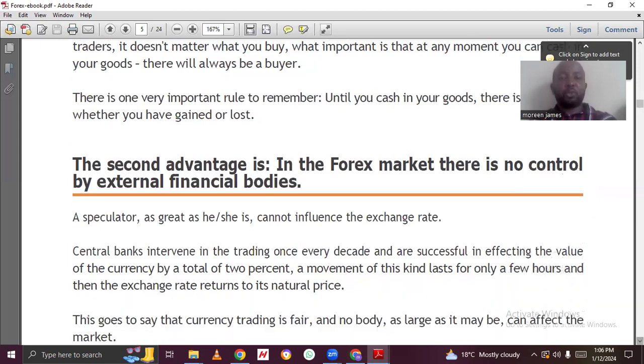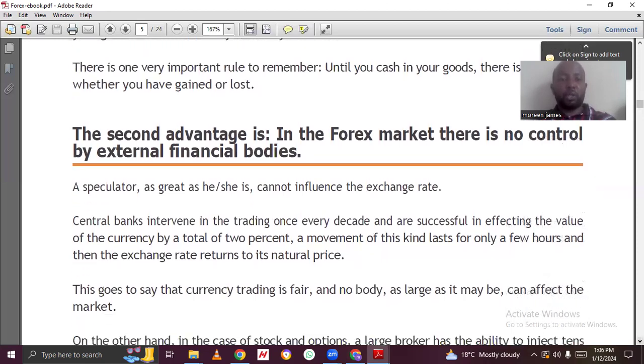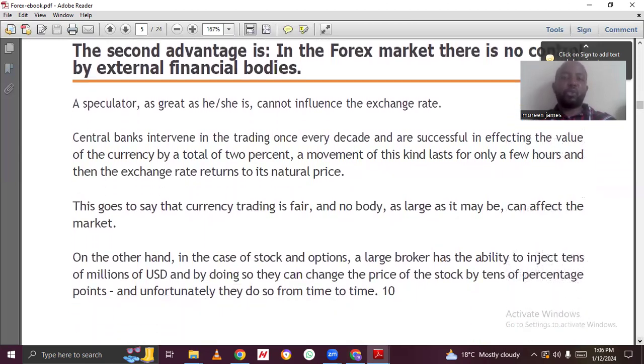There's one very important rule to remember. Until you cash in your goods, there's no knowing whether you have gained or lost. The second advantage is that in the forex market, there is no control by external financial bodies. You speculate whether the market is going up or down. It's very hard for anyone to really manipulate the market.